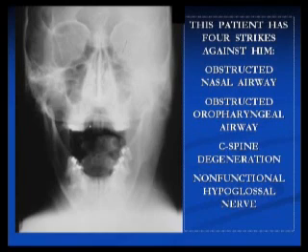So therefore, this patient has 4 strikes against him: an obstructed nasal airway, an obstructed pharyngeal airway, which you saw in the previous slide, C-spine degeneration from the previous slide, and a non-functional hypoglossal nerve.